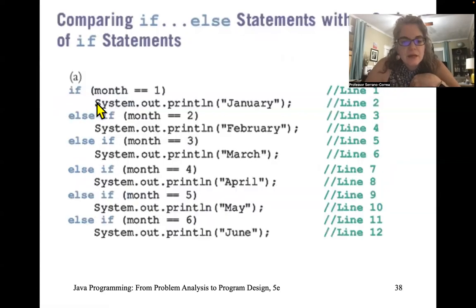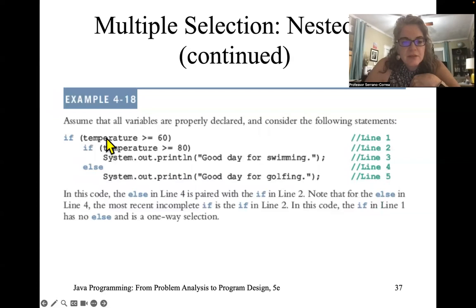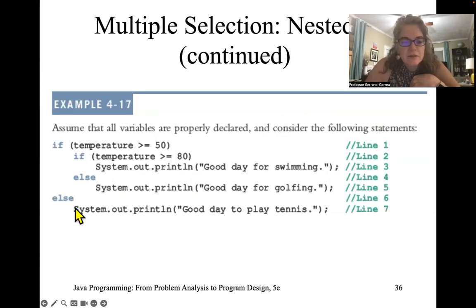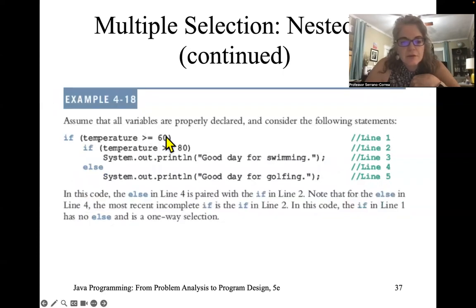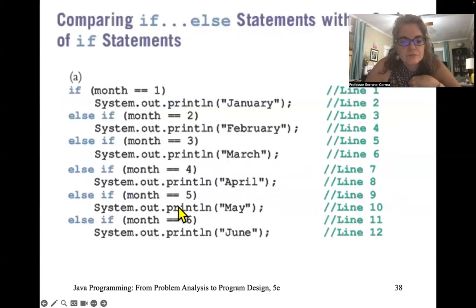So this is the same thing as we just saw, except they left out this here. Like what happens if the temperature is not greater than or equal to 60? Okay, so here's another example of an if-else statement.